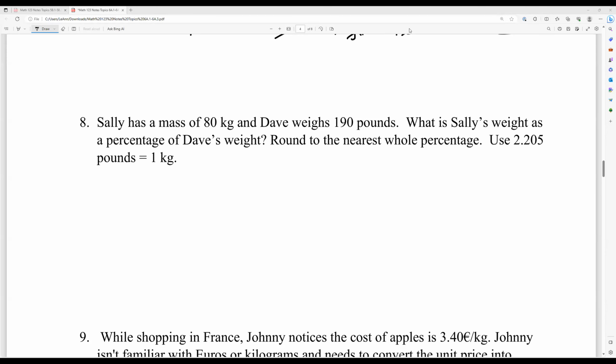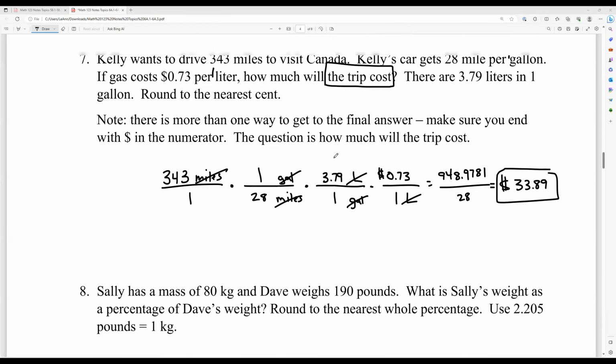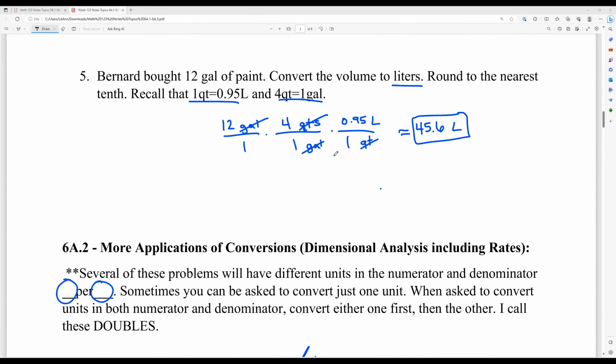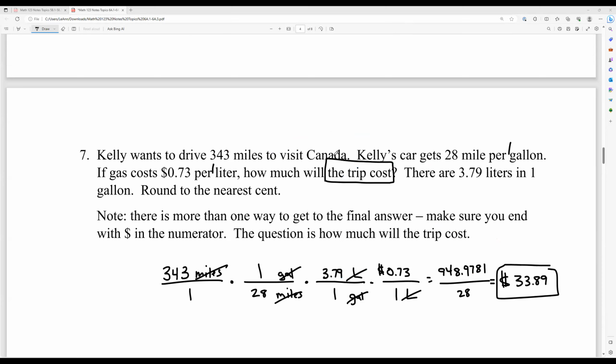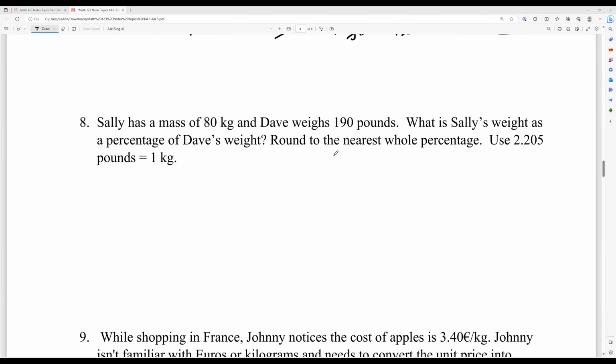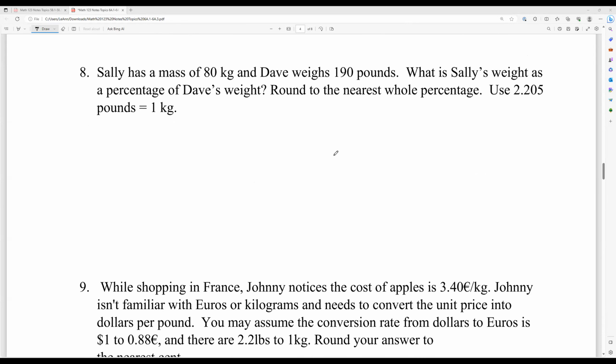All right, so this is the extra examples that we were looking at from section 6A.2. This doesn't finish 6A.2, but it is some of the extra ones that we wanted to get done before our next class. So it says Sally has a mass of 80 kilograms and Dave weighs 190 pounds. What is Sally's weight as a percentage of Dave's weight?